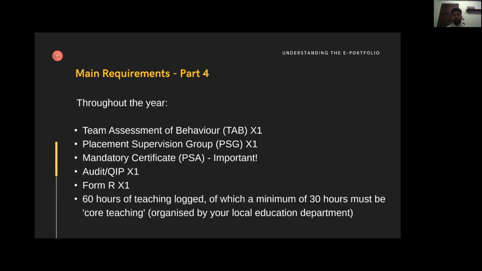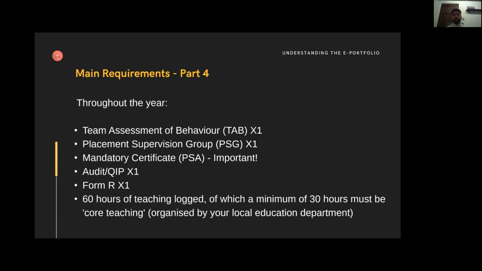Generally, throughout the year, there are a number of things you need to get done. Okay, so the first thing is a team assessment of behaviour, also known as a TAB. For this, you need to get 10 responses from members of the multidisciplinary team. This can include doctors, nurses, pharmacists, colleagues, or anyone else who's based within the MDT. It's worth noting, though, that you can only have a certain number of doctors, and you do need to get some consultants to fill it out as well, which is a bit difficult, but you'll come to learn about that.